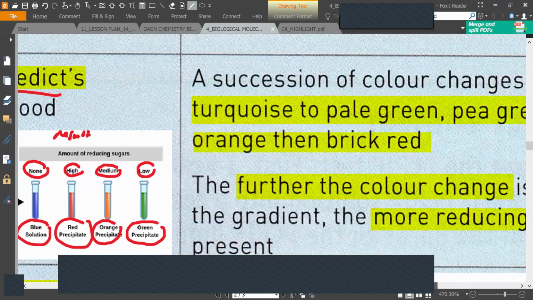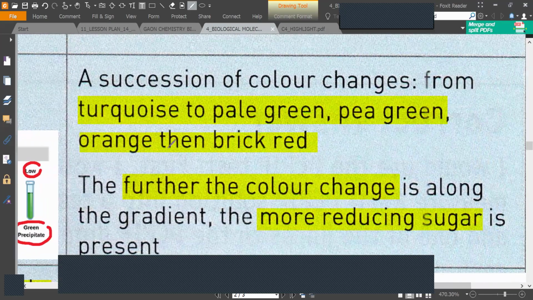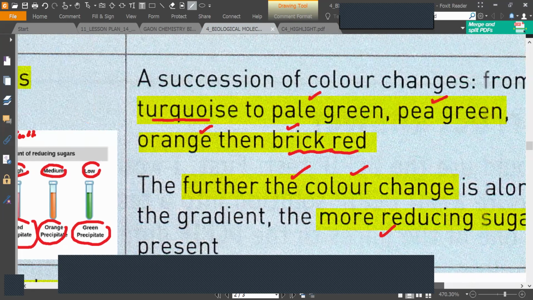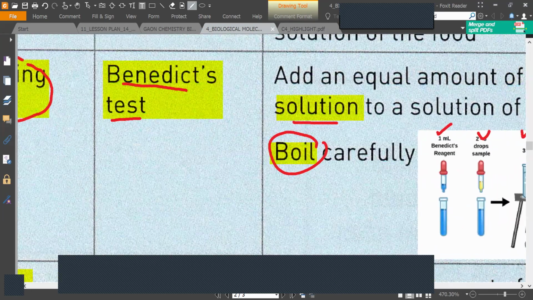So basically, turquoise will be the original blue color. A little bit of reducing sugar will be pale green, and then more, pea green, and then orange, and then brick red. So what we call brick red precipitate. So the further the color change, the closer to red color, the more reducing sugar present. Okay, so this is how we do the reducing sugar tests. Okay, next one.